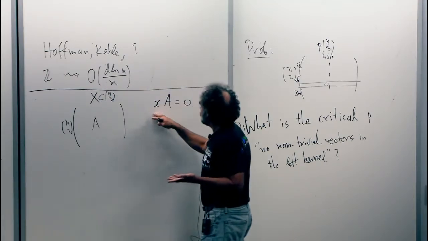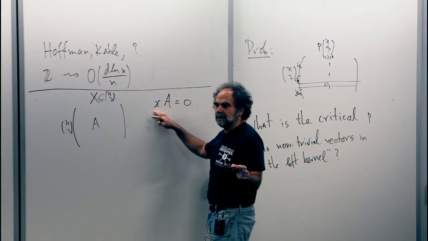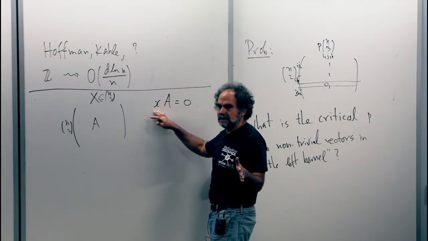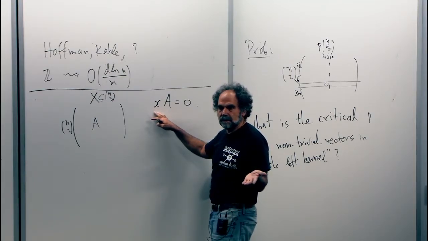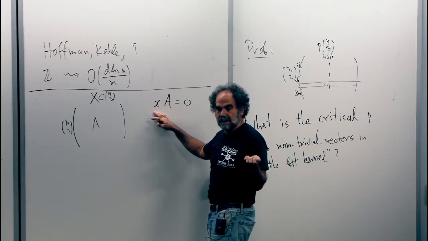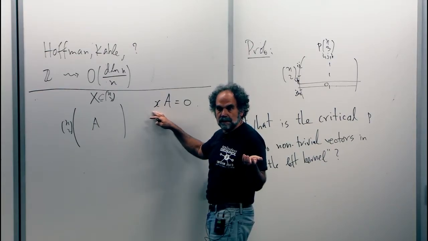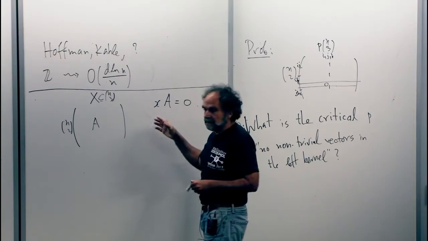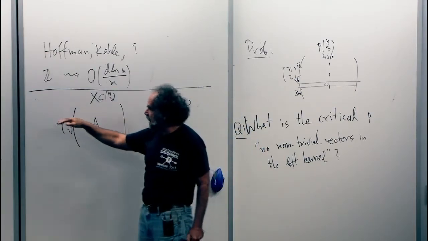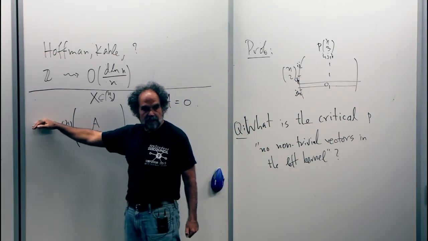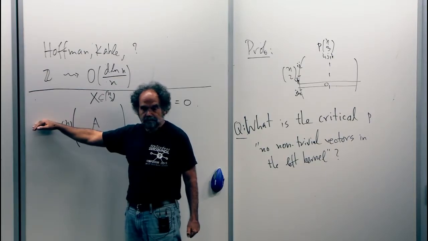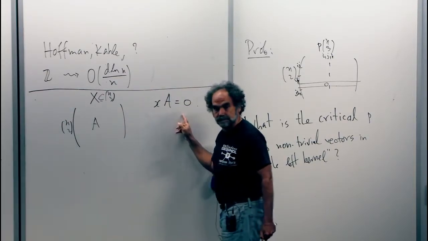So how do you think about it? What is such an X? We're over the field with 2 elements. As you see, this simplifies many things. So X is a 0, 1 vector, where the indices correspond to edges, to pairs. So such an X you might as well think of as a graph, right? X is an indicator function of a graph.